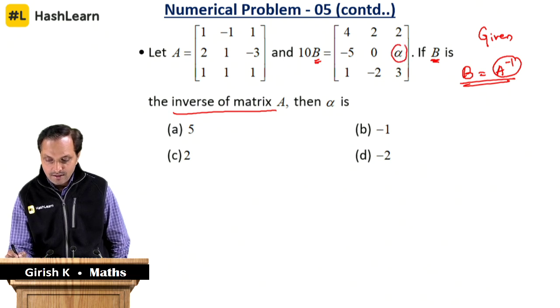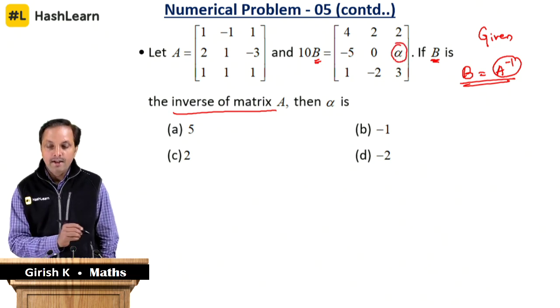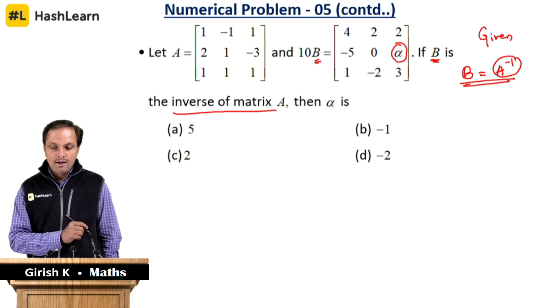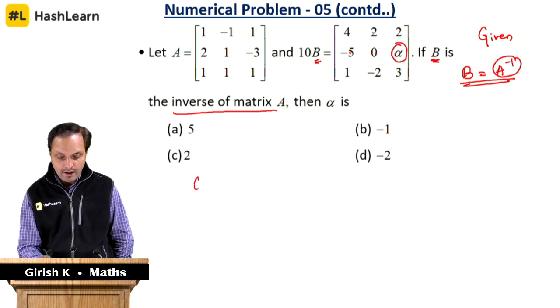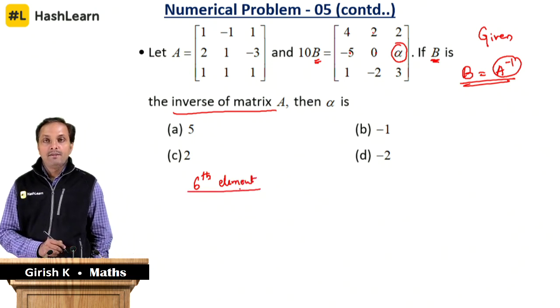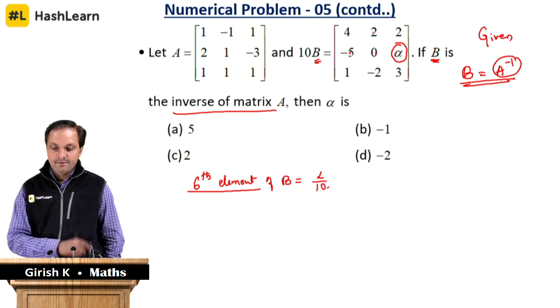I will catch this element. Why am I catching that element? Because I need the value of alpha. So this is first, second, third, fourth, fifth, sixth element. Take your sixth element. I am talking of the sixth element of B. What is the sixth element of B? The sixth element of B is alpha by 10.